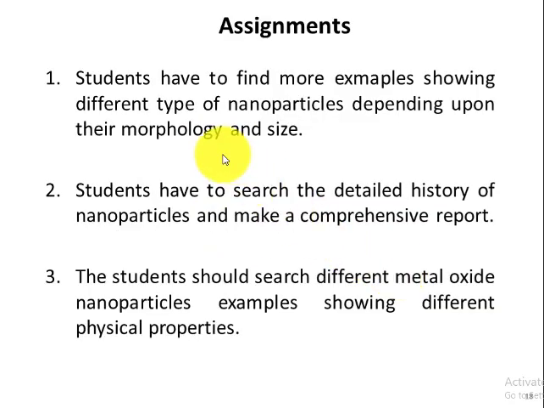For the assignments, students have to find more examples showing different types of nanoparticles depending upon their morphology and size. Students have to search the detailed history of nanoparticles and make a comprehensive report. The students should search different metal oxide nanoparticles examples and show their physical properties.